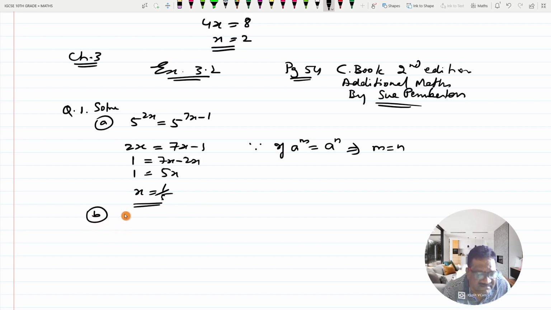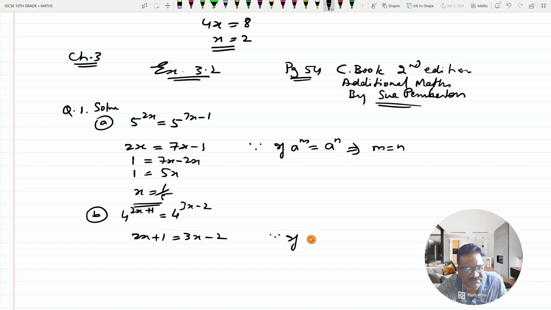Question number B says that 4 raised to 2x plus 1 equals 4 raised to 3x minus 2. Again, by the same logic, because the bases are the same, I can write 2x plus 1 equals 3x minus 2. Let me write the reason.